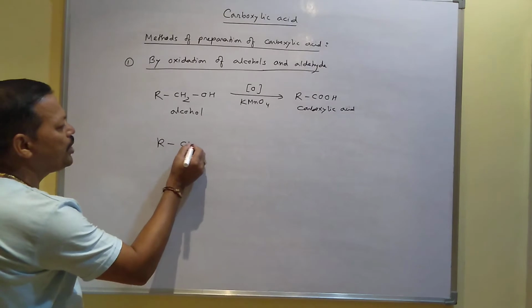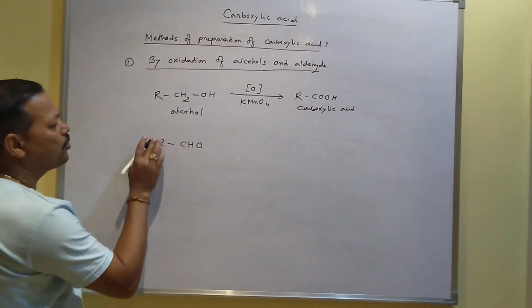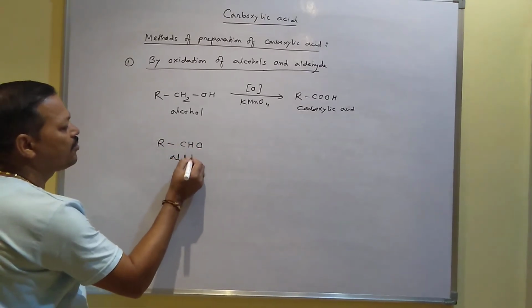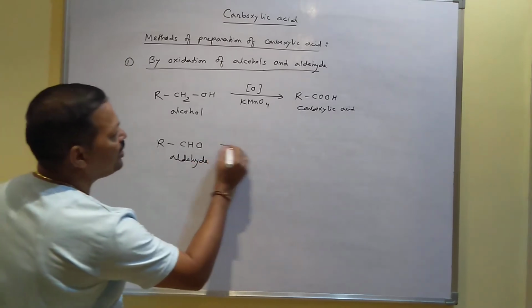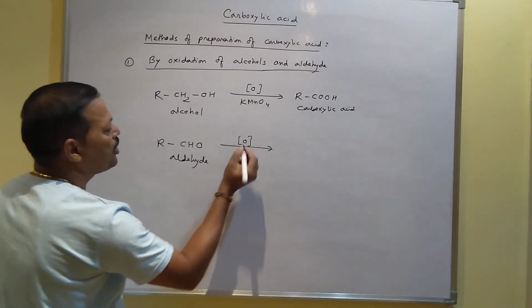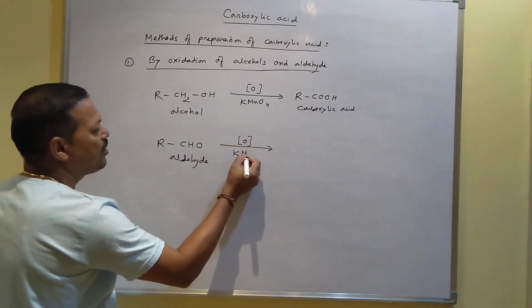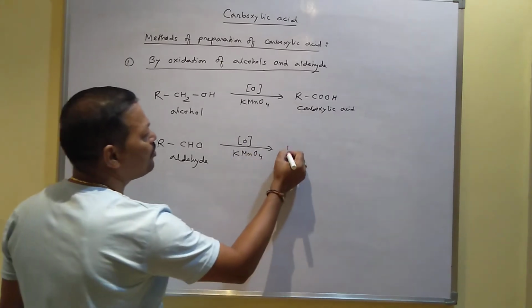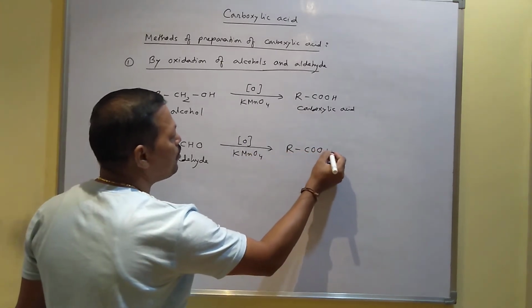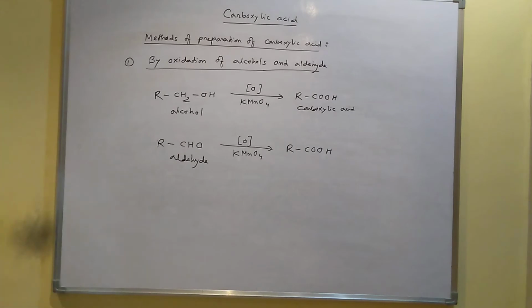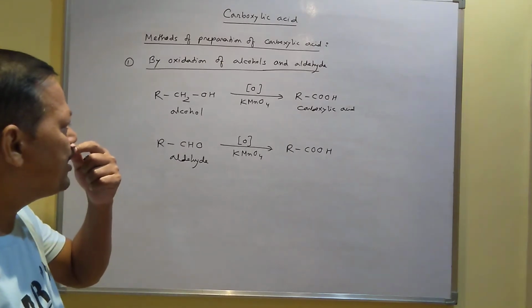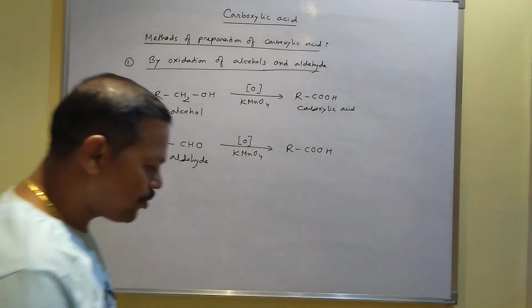Similarly, if you take one aldehyde, RCHO, this is your aldehyde. When aldehyde undergoes oxidation in presence of some oxidizing agent, then it will also convert to carboxylic acid. So this is the first method of preparation of carboxylic acid. By doing oxidation of aldehyde and alcohol, you can prepare carboxylic acid.